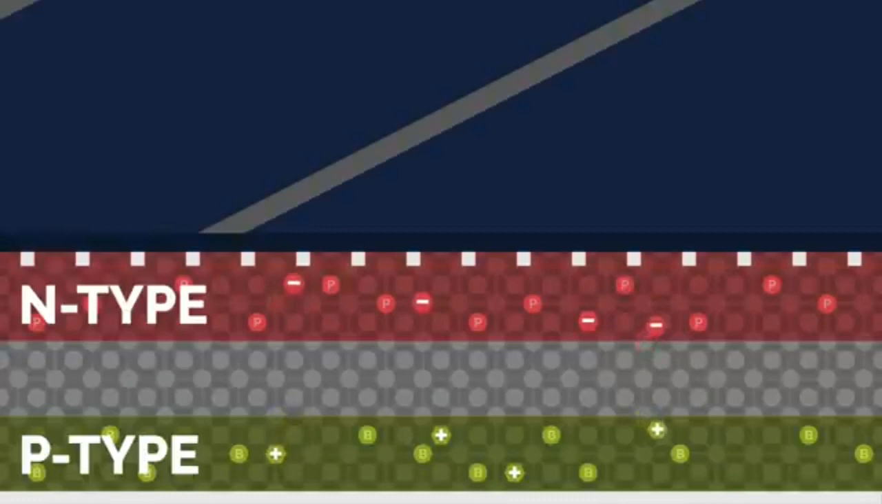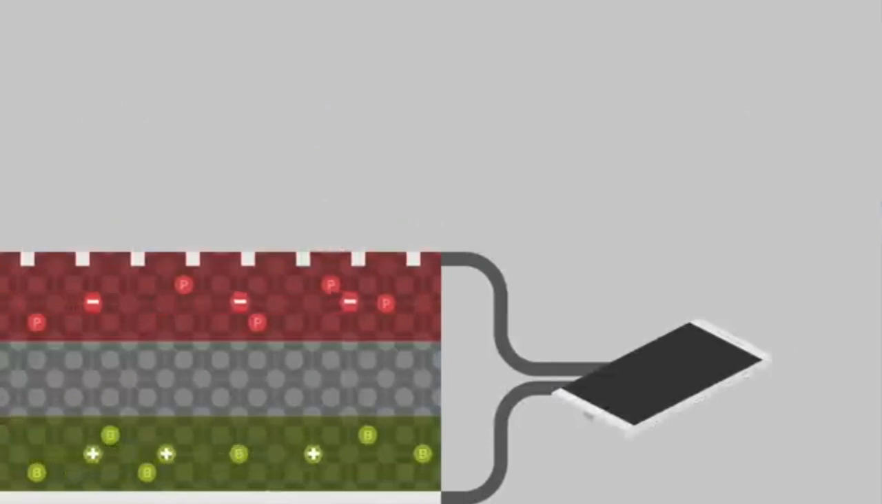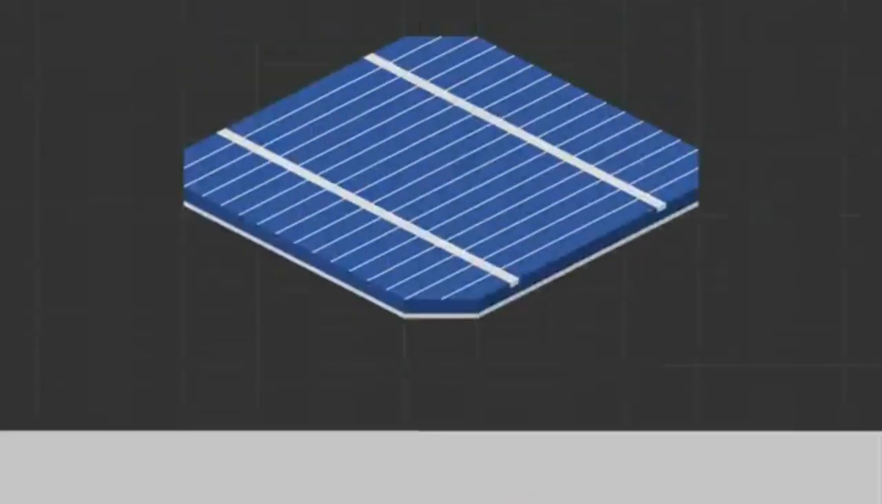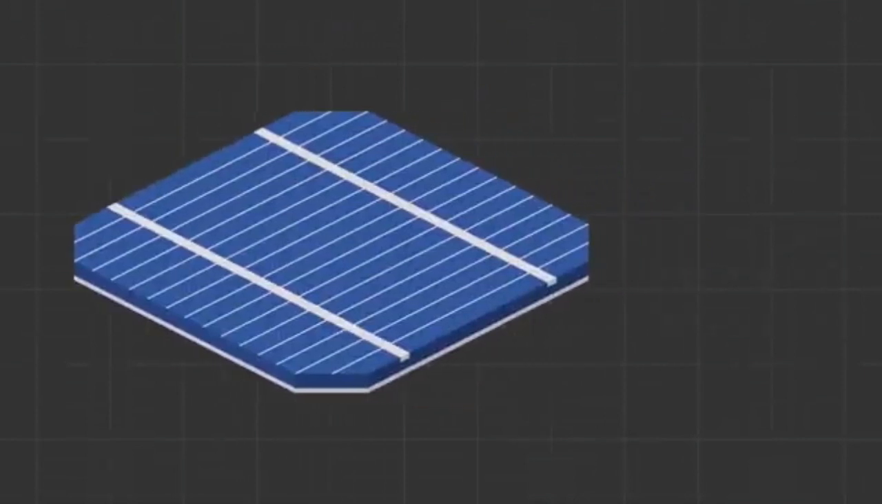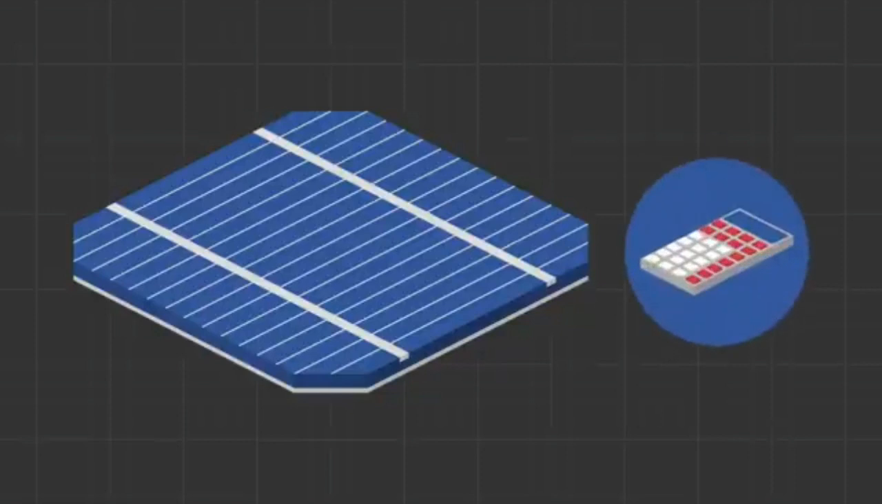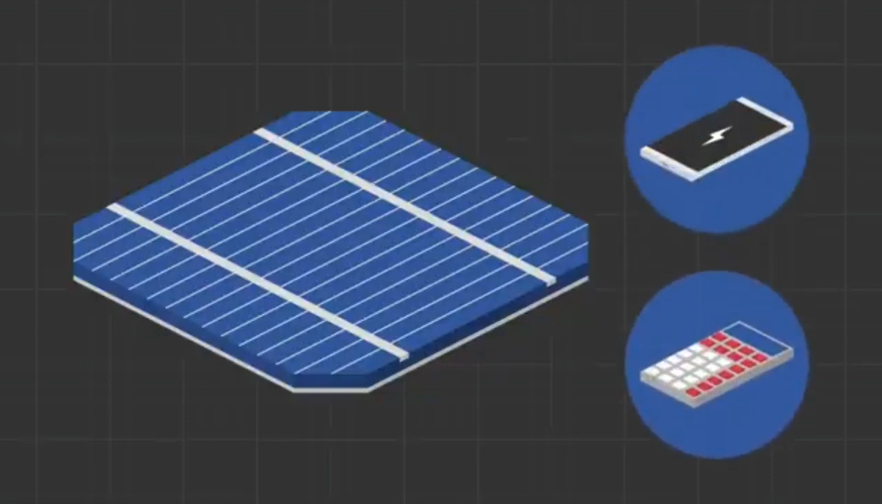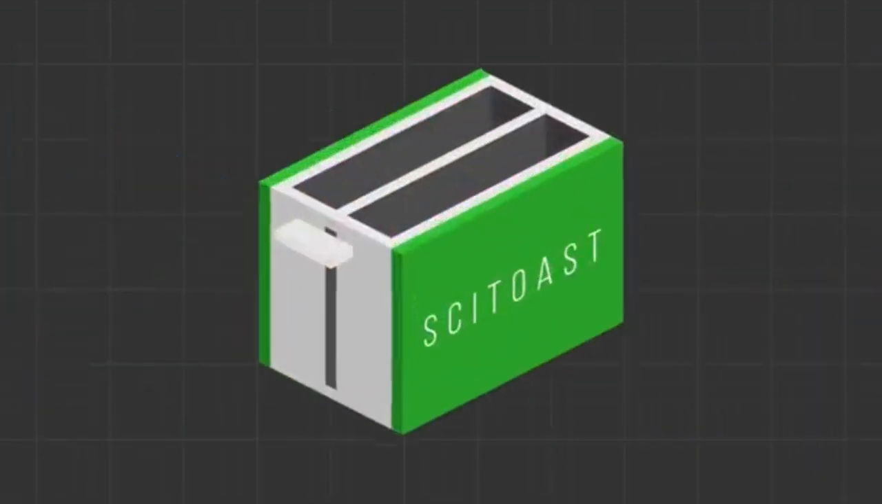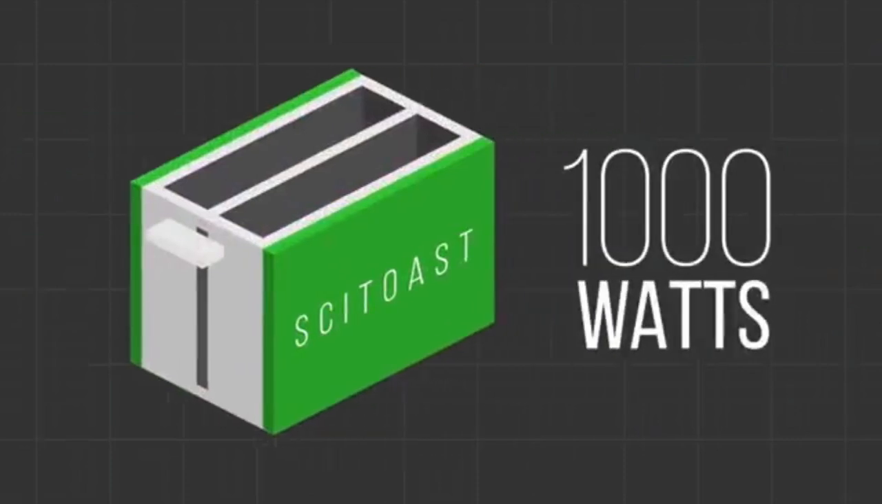Now that the electrons and the holes have been separated, connecting a wire between the top and the bottom metal electrodes provides a pathway for the electrons to move towards the holes. Flow of electrons is electrical current. One solar cell produces several watts of power. This may be sufficient for running a calculator or a phone charger, but it's not sufficient for running a toaster, for example, which uses 1,000 watts.